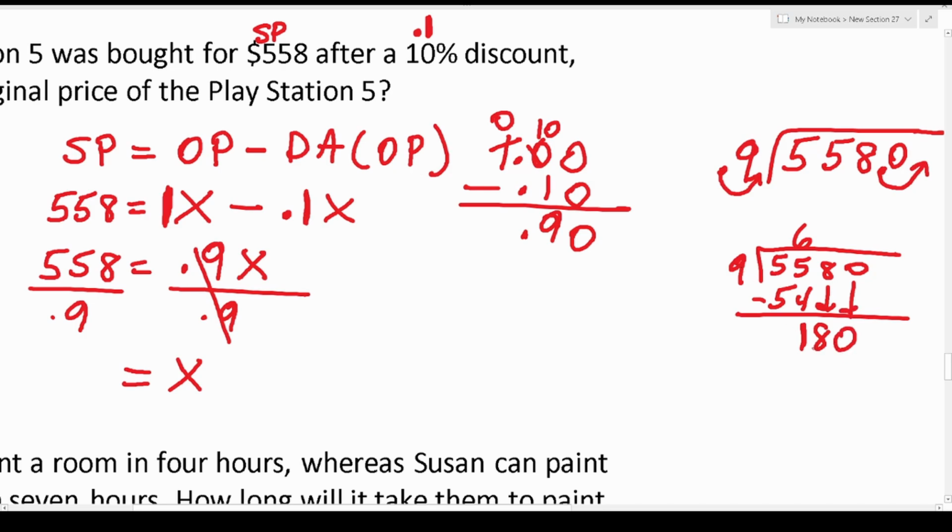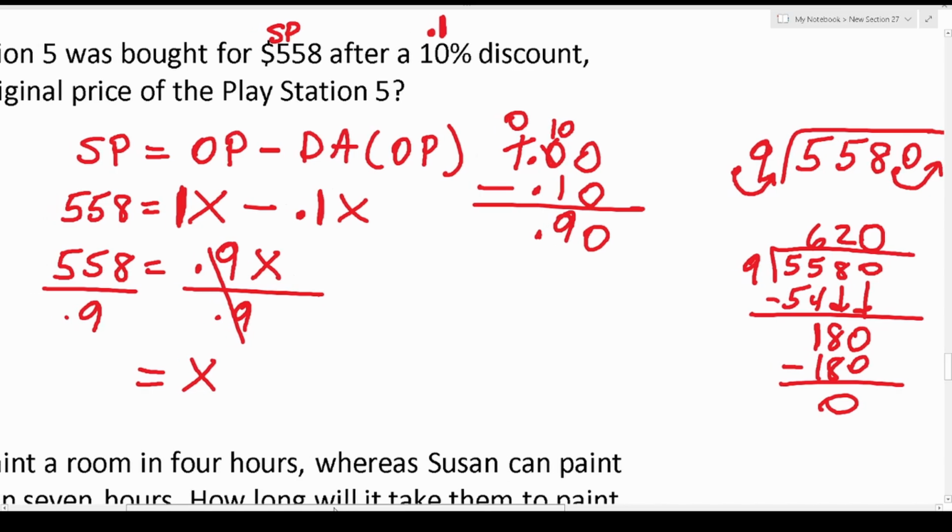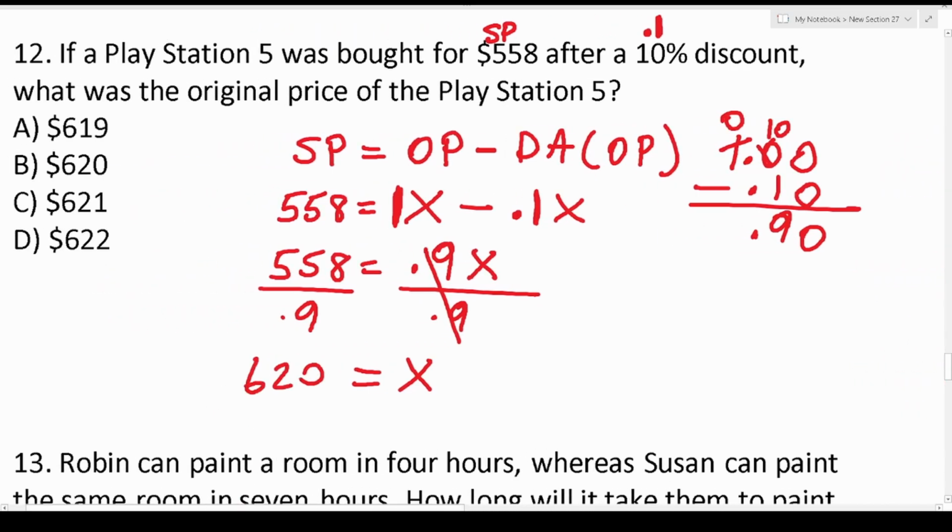How many times does 9 go into 18? That's 2 times. How many times does 9 go into 180? That's going to be 20 times. So 9 times 20 is 180 with no remainder. And as we can see, x is 620. In math, it's customary to write the variable for which you solved on the left. So this is x equals 620.